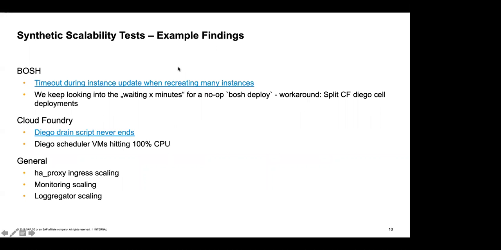And then last but not least, and this is indeed the last slide of the presentation, also a bit of insights into what we found during those synthetic scalability tests. And for two of those issues, I've also linked the corresponding GitHub issues that we have created. So similar to what I mentioned earlier, we've seen issues in that scaling landscape in a couple of areas. One is BOSH, or update processes in general. We've seen timeouts, especially when we were recreating many instances in parallel.